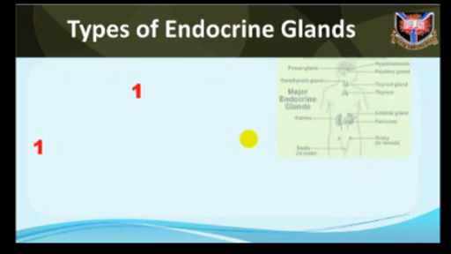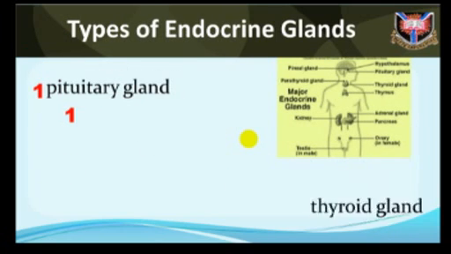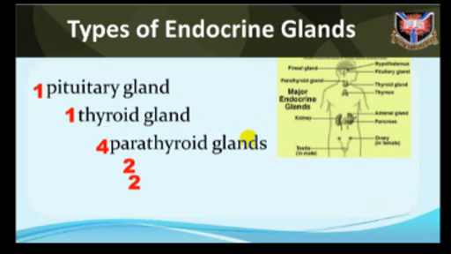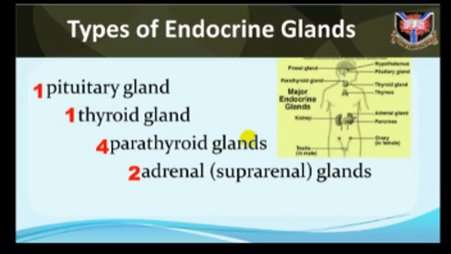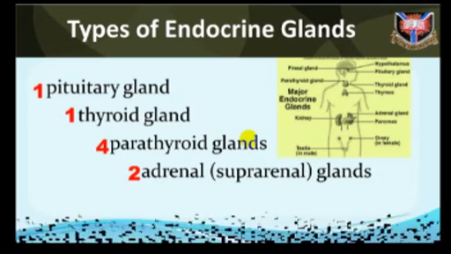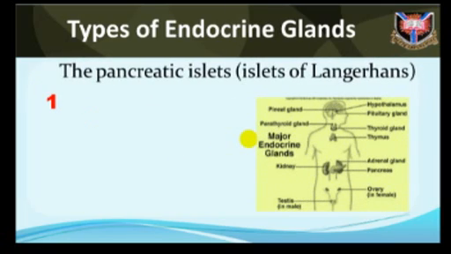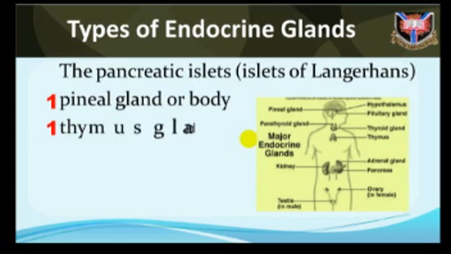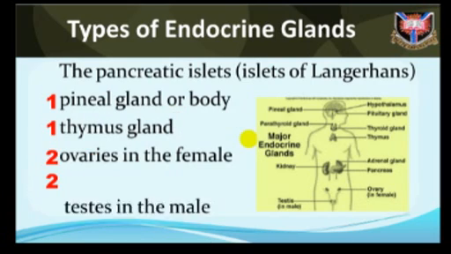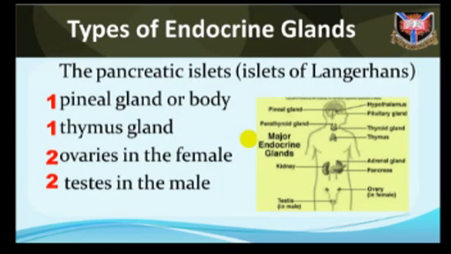Types of endocrine glands are: 1 pituitary gland, 1 thyroid gland, 4 parathyroid glands, 2 adrenal glands (suprarenal glands), the pancreatic islets (islets of Langerhans), 1 pineal gland or body, 1 thymus gland, 2 ovaries in the female, and 2 testes in the male.